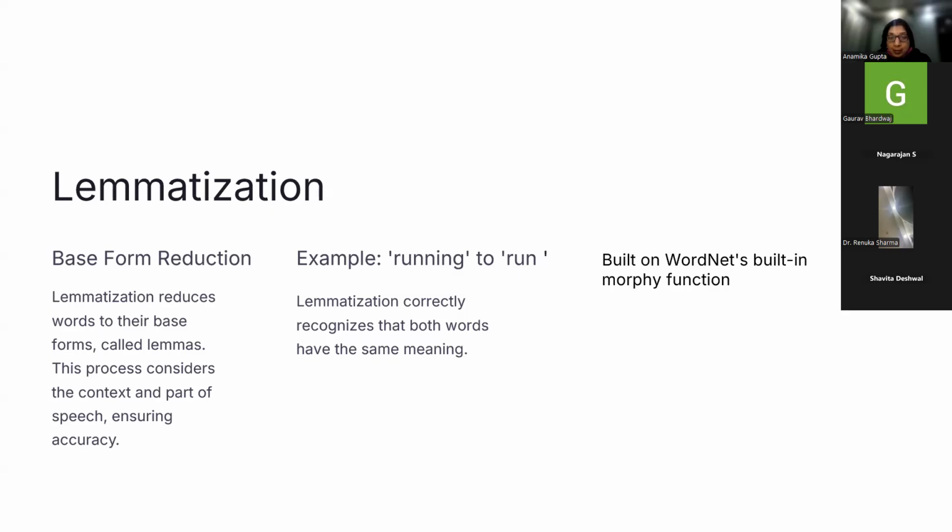It uses WordNet's built-in morphy function. There is a function in Python called WordNetLemmatizer, which uses WordNet's morphy function to check the base form of a given word. It is slower than stemming. So these are the two pre-processing steps: one is tokenization and the other is stemming and lemmatization. I consider them the same because we use either of them.